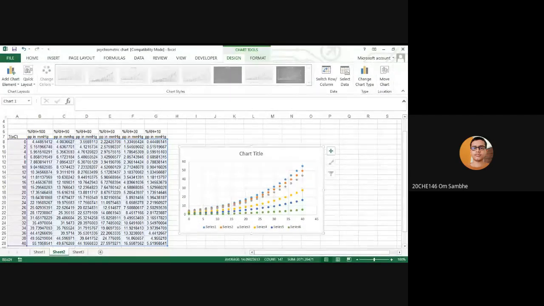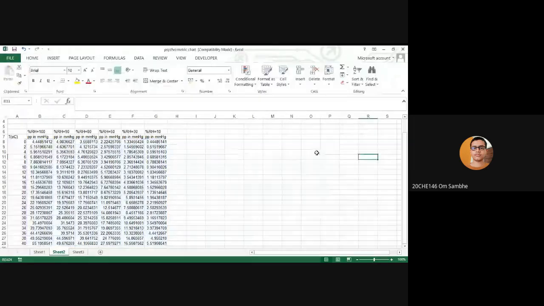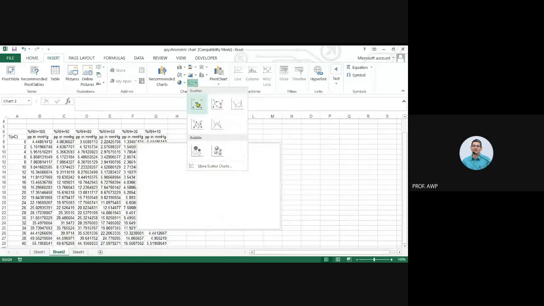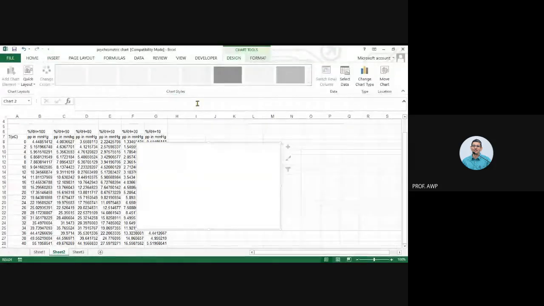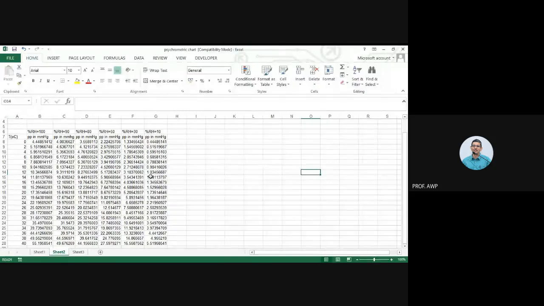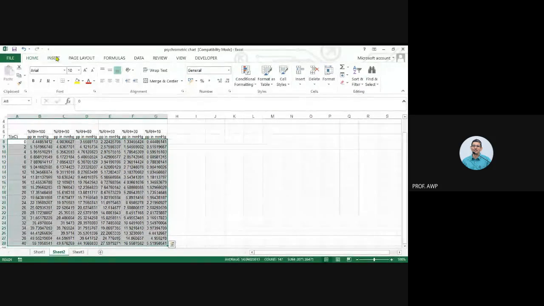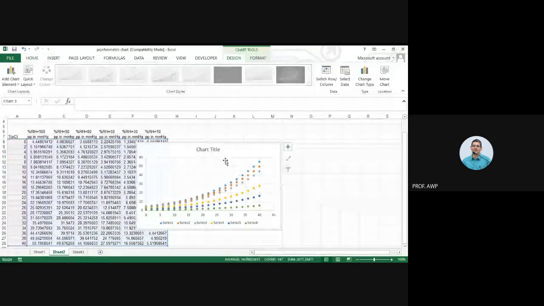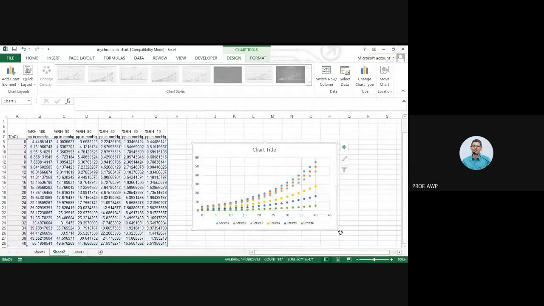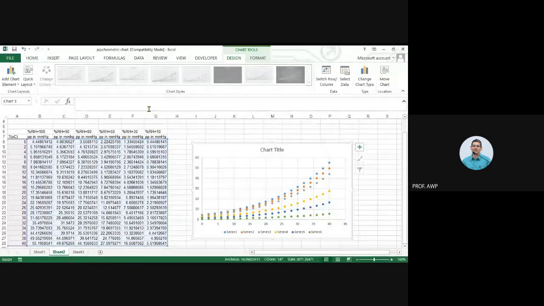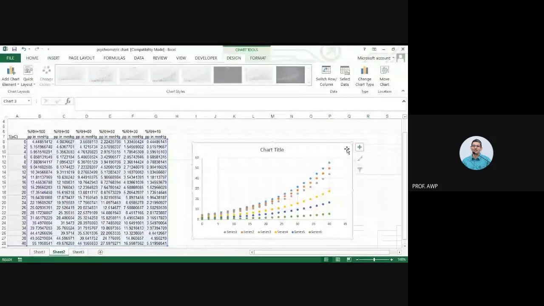Sir, how did you plot the graph? Can you show it again? Insert. There is a chart, XY chart. You can draw different kinds of charts, XY chart, right? You select the data and you say insert chart, and it will plot the graph for you. And you can make it as lines also, rather than chart styles, you can make it in terms of lines also.